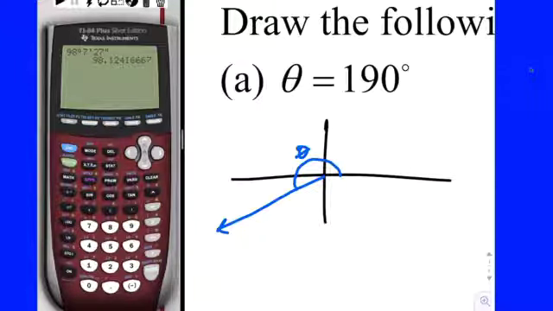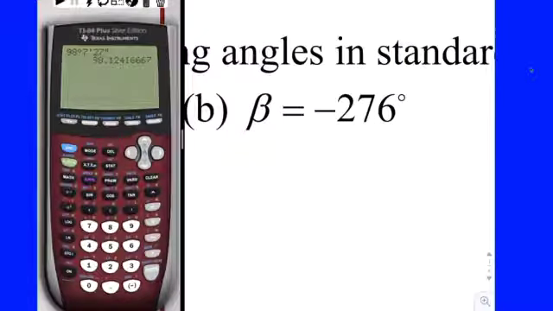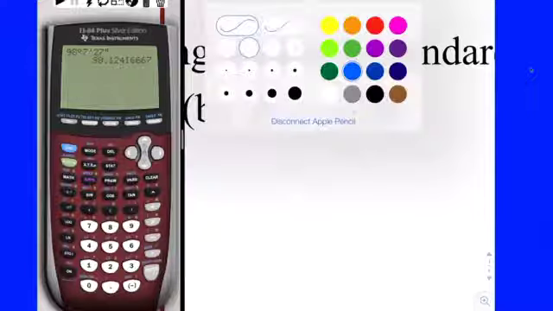Notice again, I did not even draw my initial ray, but I showed my arc starting on the positive x-axis. So that's really about all you need to do. All right, letter B, you do. Letter B, it's beta. B is beta.